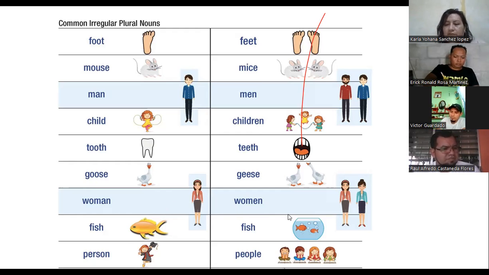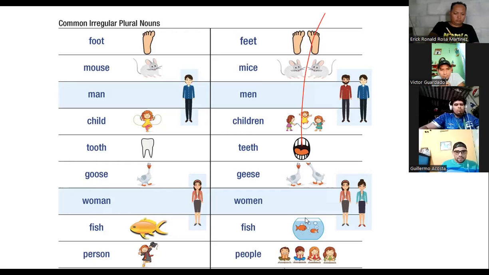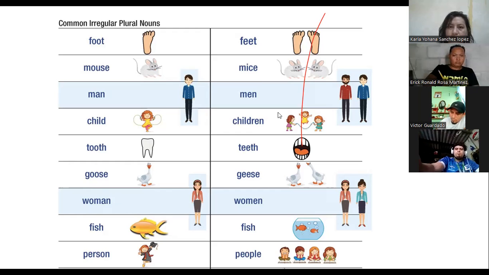Fish es igual en singular y es igual en plural. Fish. The golden fish. The clownfish. Otra muy importante es person. Pero en plural, personas, se dice people o gente. People. No lo veo. No se ve. Person.